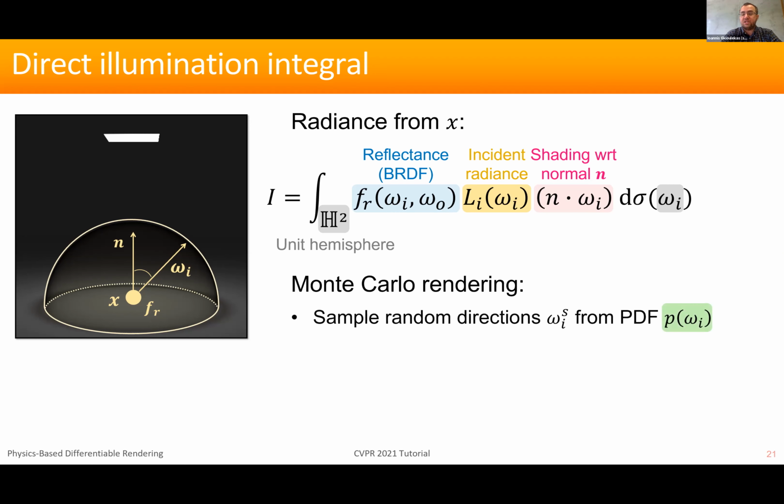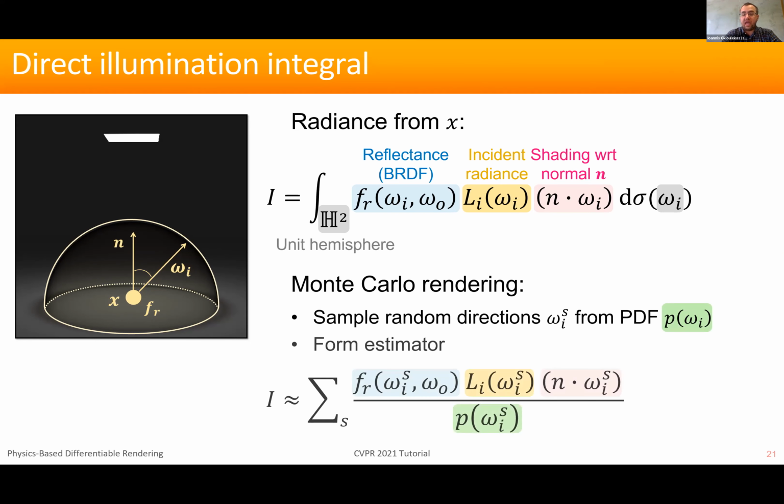At a high level, we start by sampling random directions omega I, so random values for the variable we're integrating over, from some PDF P of omega I. And then we form an estimator where for each one of the sampled values, we evaluate the integrand of our direct illumination integral, the reflectance, incident radiance, and shading, divided by the probability of sampling the specific direction omega I. Now, this is a very high level overview of how we do Monte Carlo rendering.